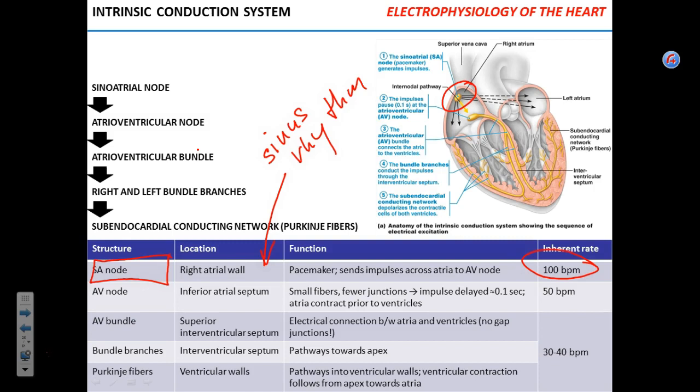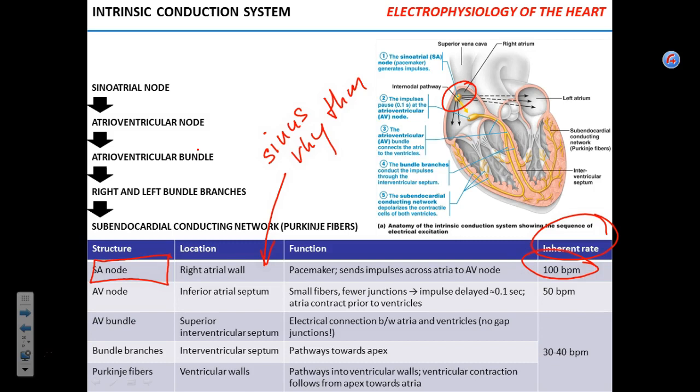This is called, now we'll get to the sinus rhythm, okay? Essentially, since it has the highest inherent rate, it's going to be a pacemaker. In the healthy person, sinoatrial node is the one that controls the heart rate. Are we clear?